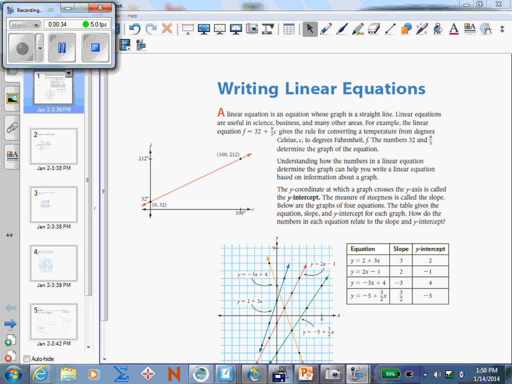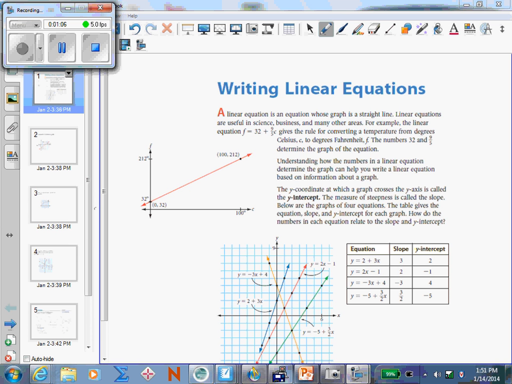Okay, so I'll give you a minute to read what's on the smartboard about writing linear equations. So you can pause the screen and just take a minute to read the notes there on the board. Okay, so now that you've had time to remember what a linear equation is by reading this information, let's get to solving and writing some equations.